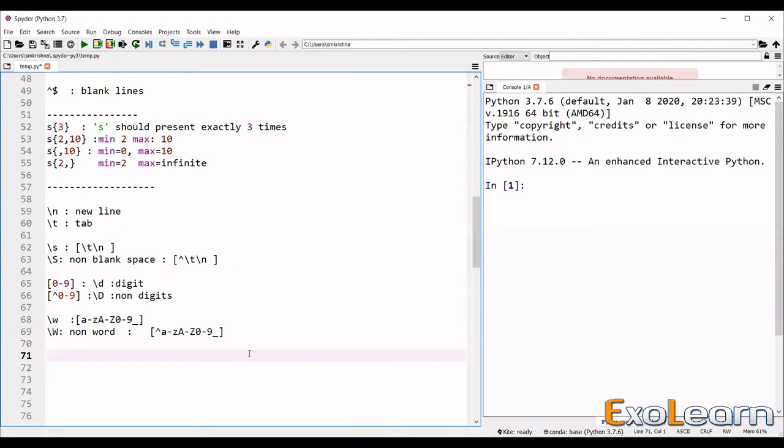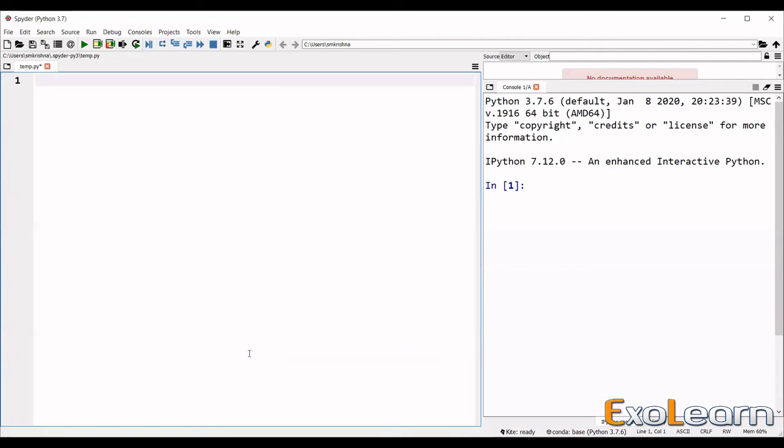Now let me give an example on this. Suppose I want to validate a number. That means a user is expected to give either an integer number or a floating point number, with or without signs. Then what is the regular expression I need to build? As discussed, I want either an integer value or a float value.